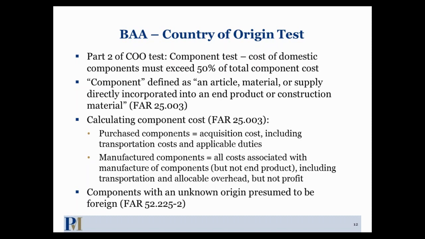So for calculating component cost, it depends on whether you're purchasing the components or whether they've been manufactured. Where they've been purchased, you include the acquisition cost, including transportation costs and applicable duties, and where they've been manufactured, you include all costs associated with manufacture of the components, including transportation and overhead, but not profit. Also want to point out that components where there's an unknown origin, if you can't prove where the origin is, then it's going to be presumed to be a foreign component.